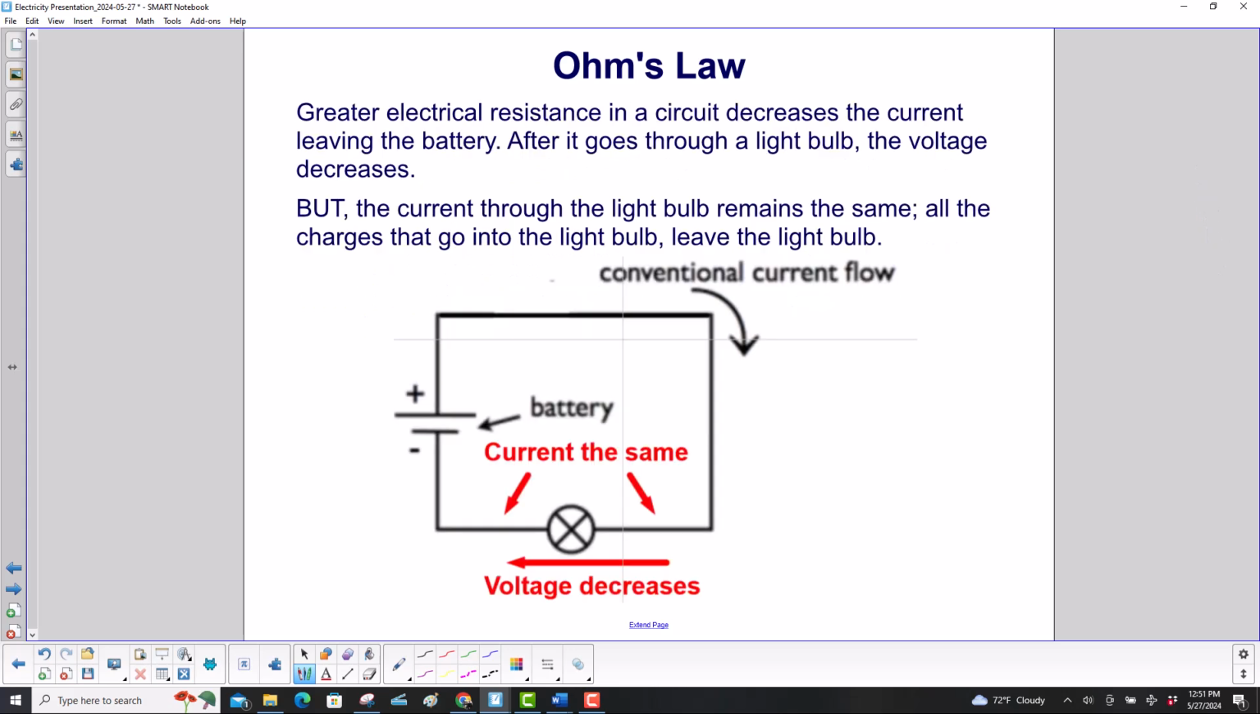Let's move back to electricity now. A greater electrical resistance in a circuit decreases the current leaving the battery. After it goes through a light bulb, the voltage decreases, but the current through the light bulb remains the same. All the charges that go into the light bulb leave the light bulb. So in our little diagram down here, the voltage is decreasing. Here comes the current. The energy gets used up by the light bulb, and the voltage decreases until it comes back to the battery. However, the current is the same everywhere in the circuit.